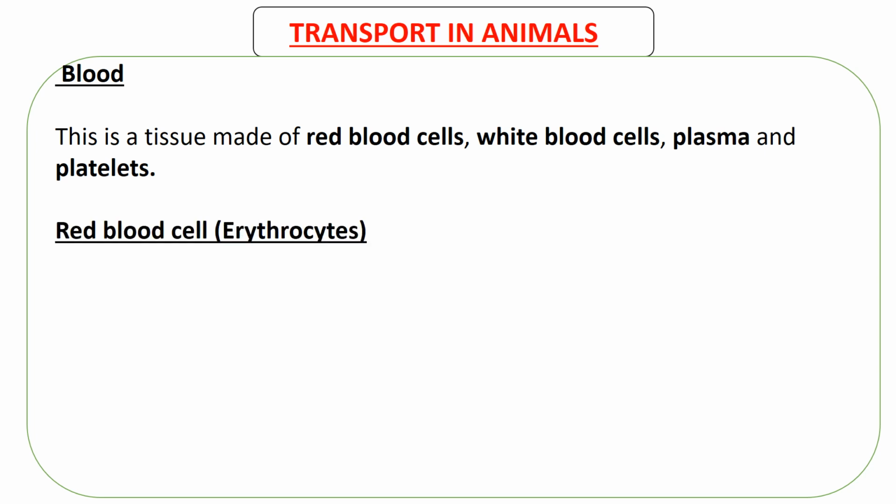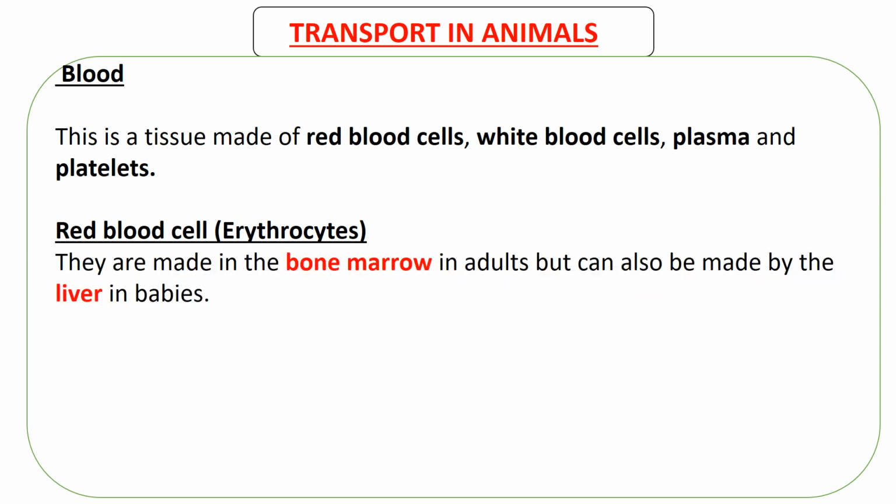They're also called erythrocytes. Okay, they are made in the bone marrow, and if it's in babies, it's the liver, because babies don't have bones that are well formed, so they are made in the liver. Okay, so they have a very short lifespan. When they are used, they have to be destroyed, so they are destroyed by the liver, both in babies and in adults.